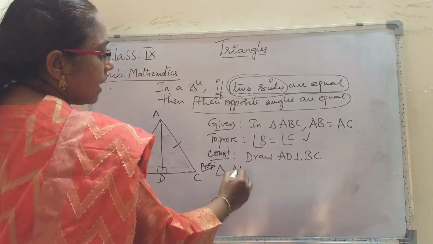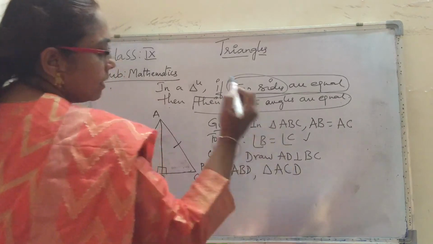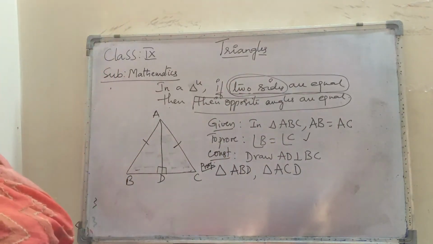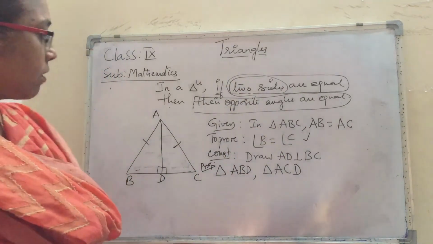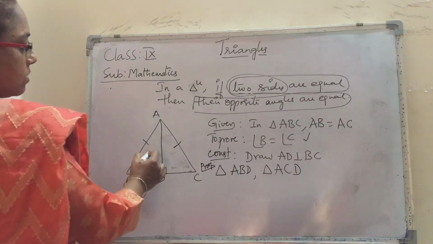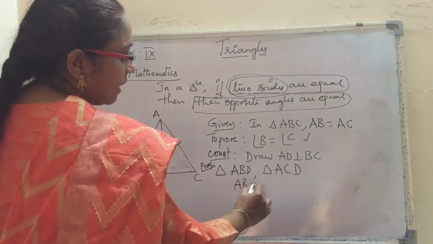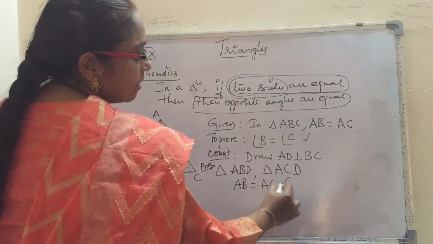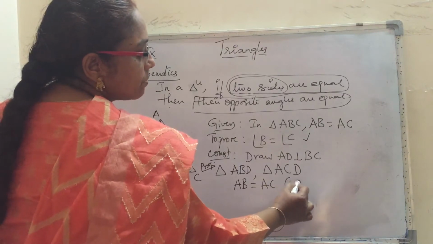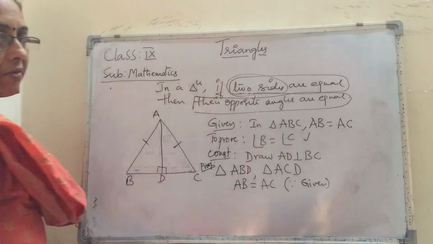Now, in triangle ABD and triangle ACD. Now, see what equal parts there are. Here in these two triangles, AB and AC are equal from the given. AB is equal to AC. How are they equal? Since the part is from the given. From the given, these two are equal.